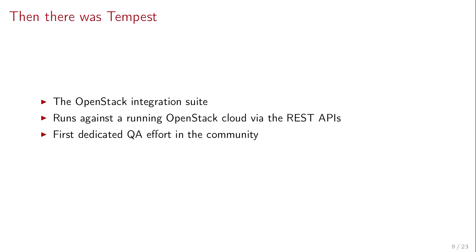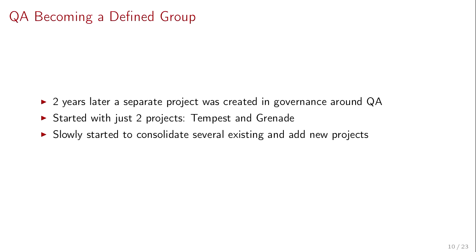Then there was an effort to start the Tempest project. As I said earlier, Tempest is the integration test suite for the OpenStack community. It runs black box API testing against a running cloud to verify that all of the APIs work and do the right thing. And this was the first dedicated QA project in the OpenStack community, and it was the start of what would end up becoming the QA community. But back then, it was just an unofficial project kind of in the background.